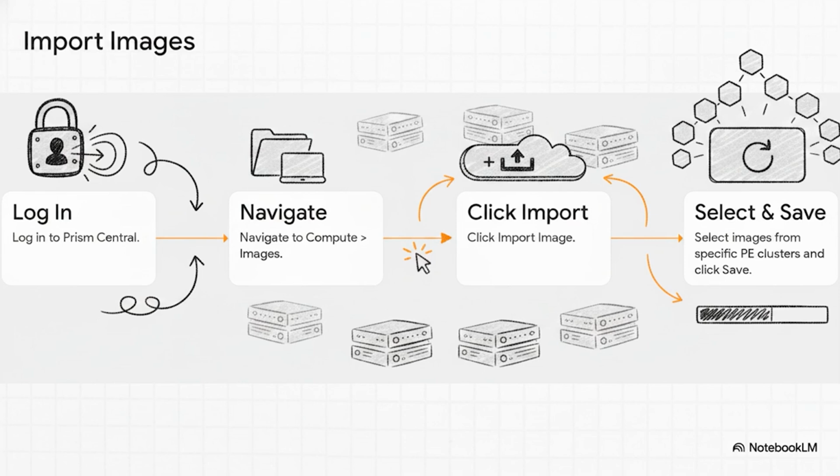First up, you log into Prism Central. We'll just call it PC from here on out. Second, navigate over to the infrastructure application, go to Compute, and select Images. Third, go ahead and click Import Image. And finally, you get to select images from either all registered clusters, specific ones, or even individual images from a specific Prism element, or PE cluster. Hit Save and boom, the import kicks off.